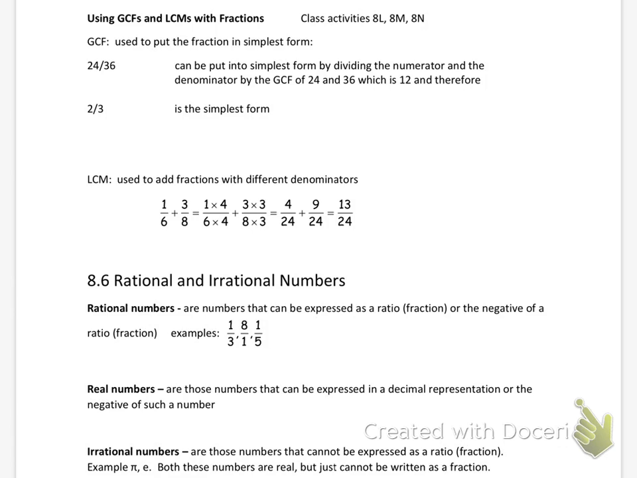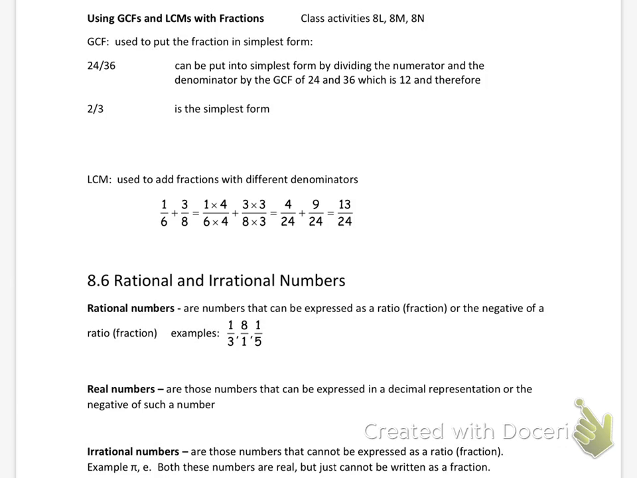So that is your fraction that you get by adding the two fractions of 1/6 plus 3/8 after having used the LCM to get a common denominator. Okay, so 8.6 is the next section. 8.6 talks about rational and irrational numbers.